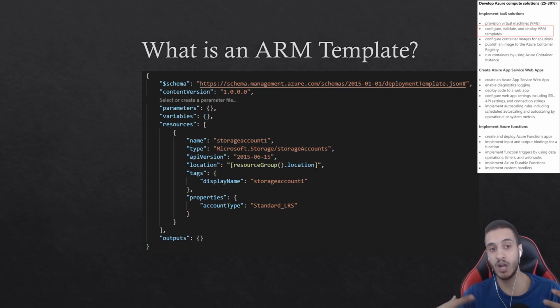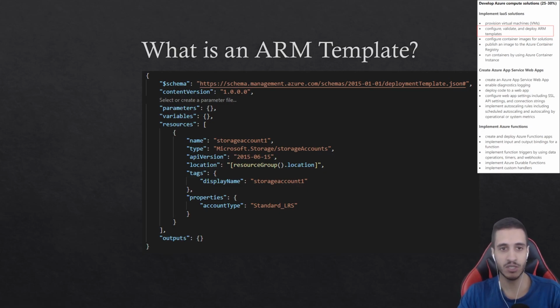So with an ARM template, you basically declaratively define what resources you want, okay? Declarative means you typically write that in the form of a JSON file, a YAML file, etc. In this case, it's a JSON file. So you declare what resources you want in advance. That's what we call declarative, okay?